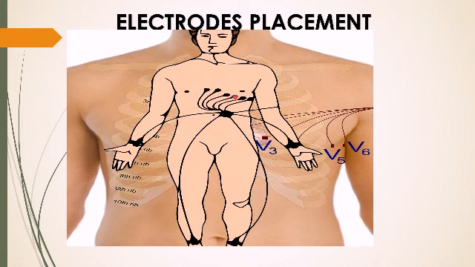Then C3, it is just placed between C2 and C4. There is no exact location, but at the mid distance between C2 and C4, that is where we place the C3 electrode.